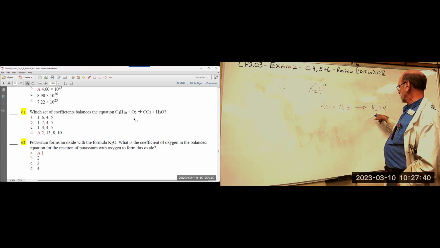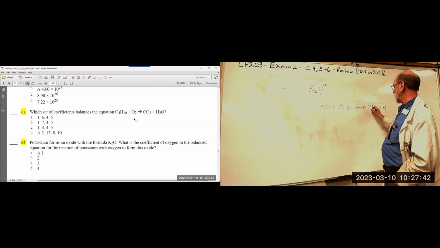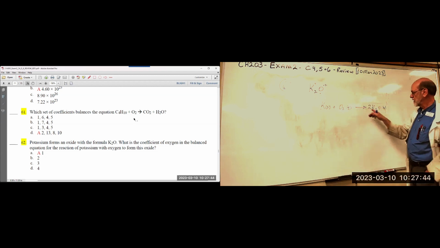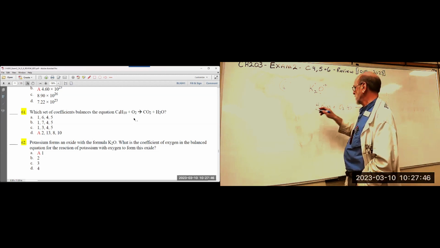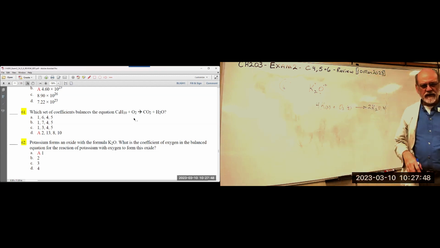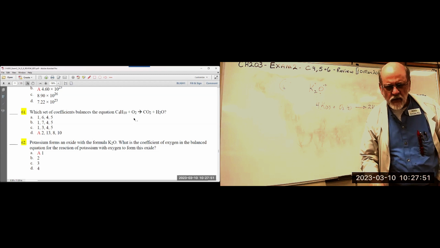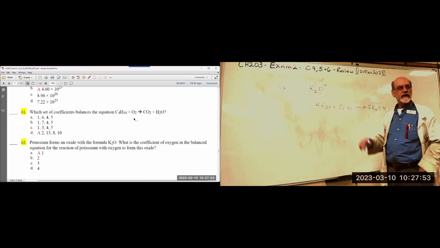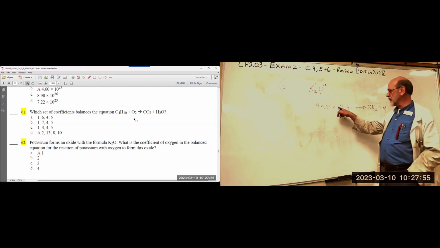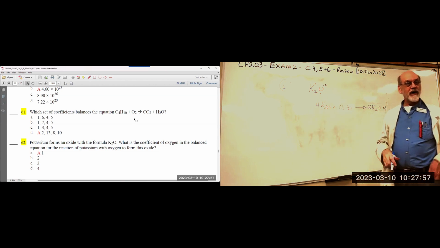We need 2 oxygens on this side, right? 2 oxygens. Now we've got 4 potassiums. So there you go. So what's the coefficient of oxygen? 1. Don't forget that there's a 1 here. We don't write it, but it's there.